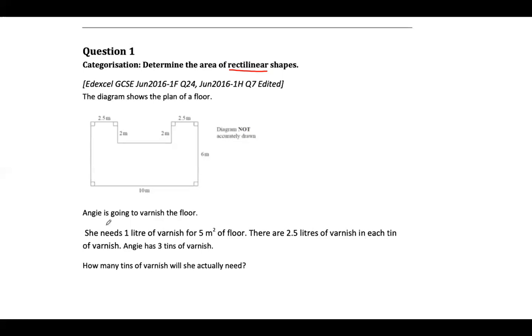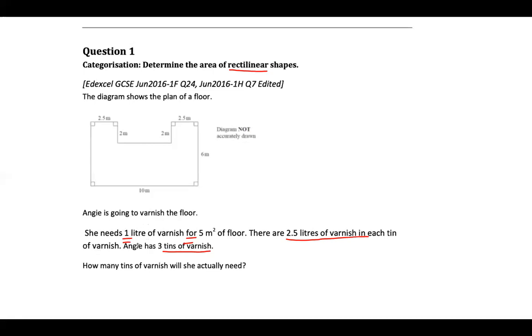Okay, it says Angie is going to varnish the floor. So this is the shape, as you see. She needs 1 liter of varnish for 5 square meters of floor. There are 2.5 liters of varnish in each tin of varnish. Angie has 3 tins of varnish. How many tins will she actually need?